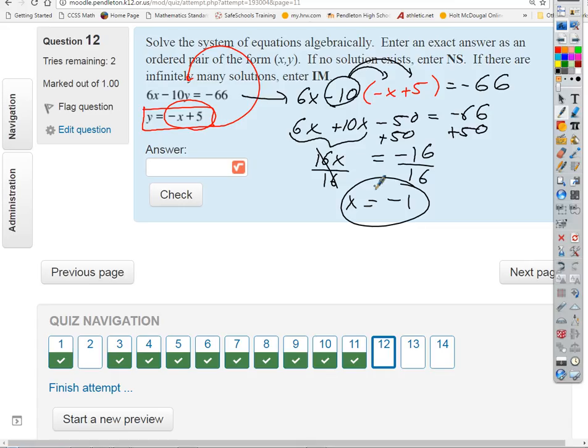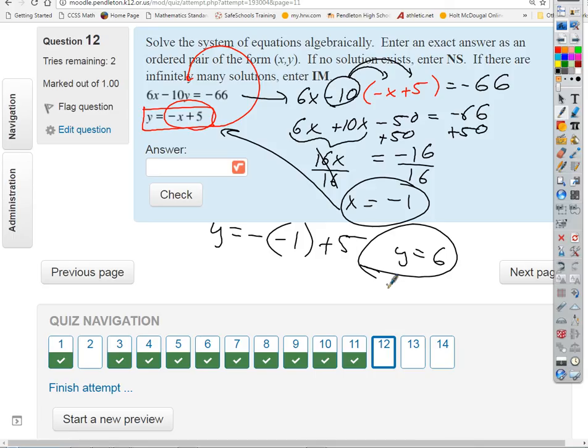Okay, so now where would I go? Now we're 99% done. Where do I go to find y? So the one that you lost. Yeah, exactly, right there. So then y would just equal negative x, which is negative 1, plus 5. So what's negative 1 plus 5? 6. Okay, good. So there's our ordered pair. That's pretty good for no clue. So we got negative 1 comma 6 for our ordered pair.